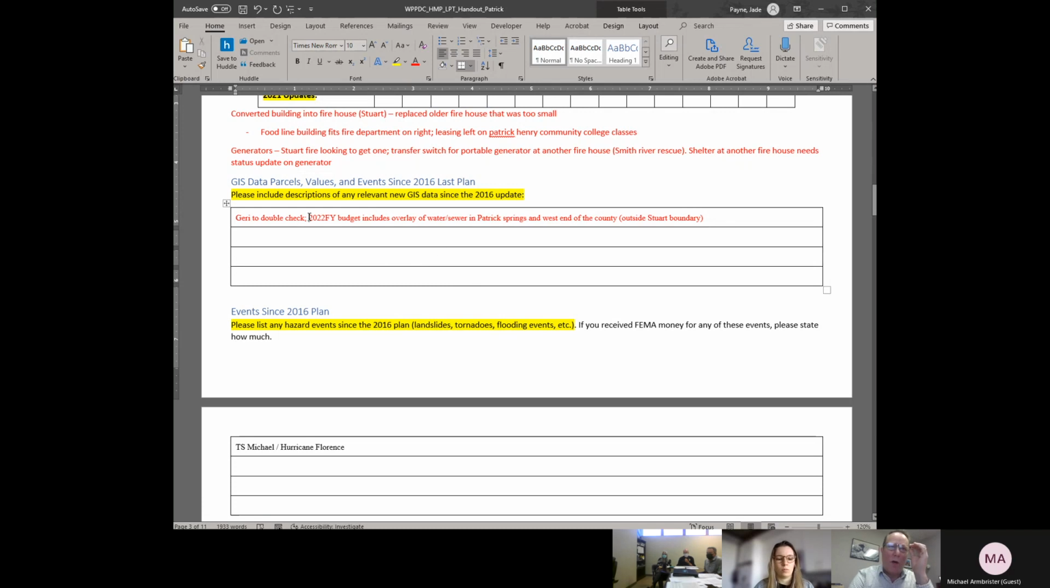How about tax parcels or building footprints or any reevaluations? I would have to check with tax mapping to see, and I can get back with you on an update on that, okay?